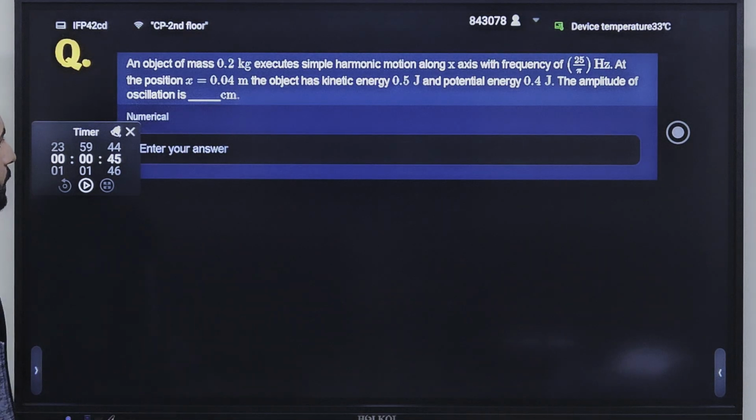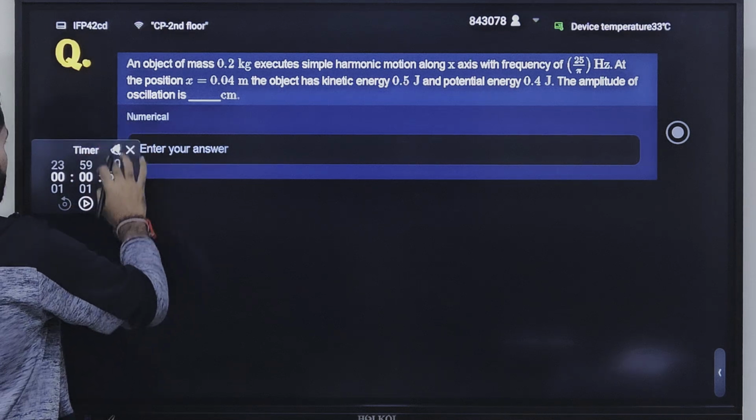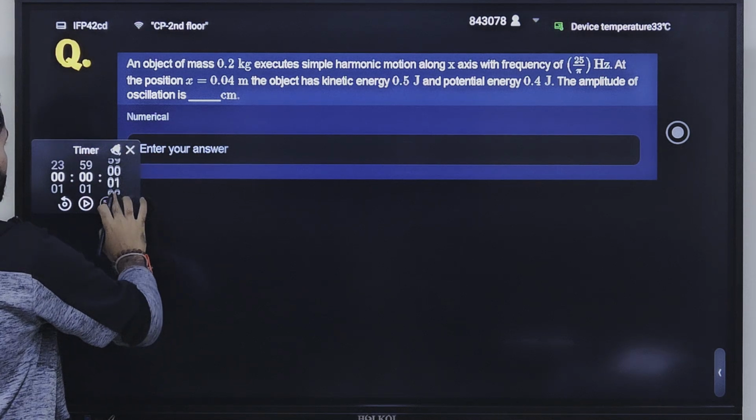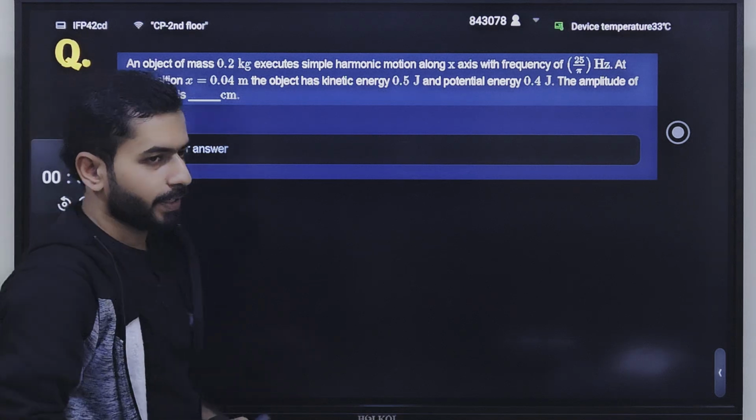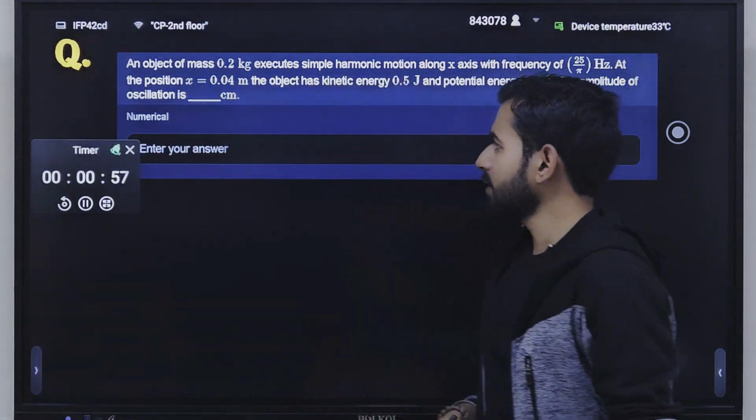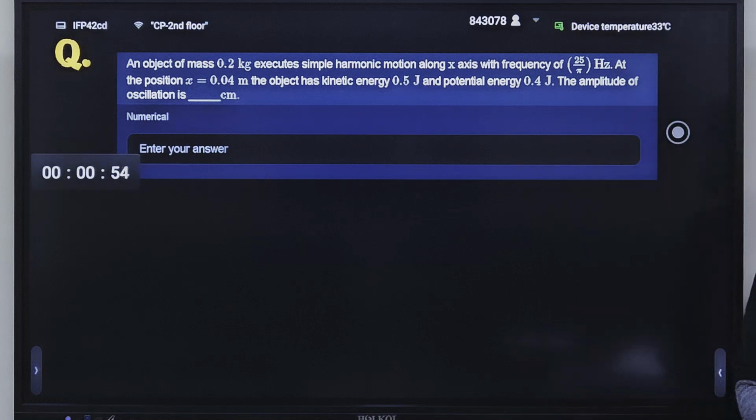Let's move to the next question. Try to solve it and get the answer by yourself. You see again the same formula application. Try to solve it.